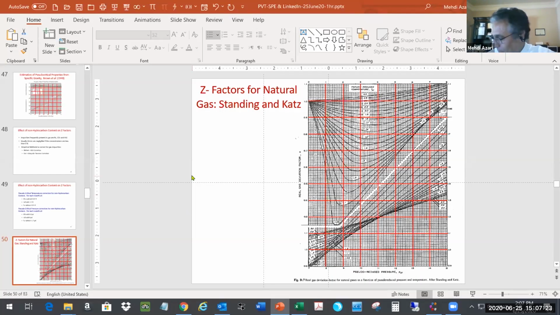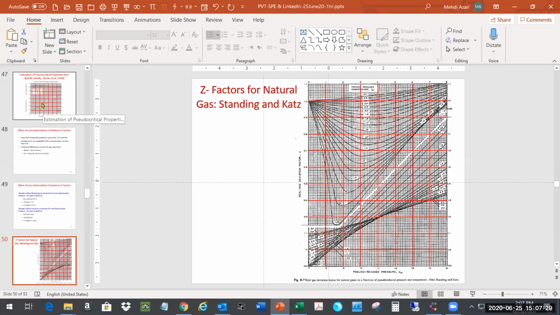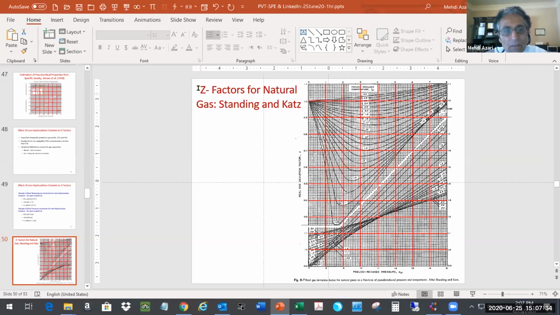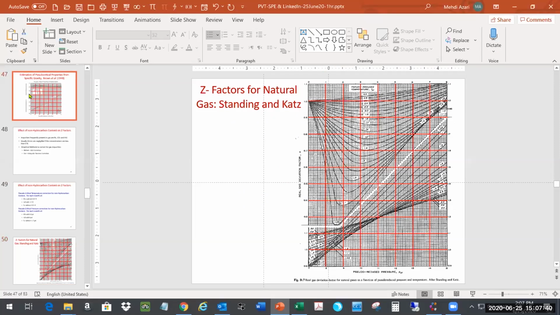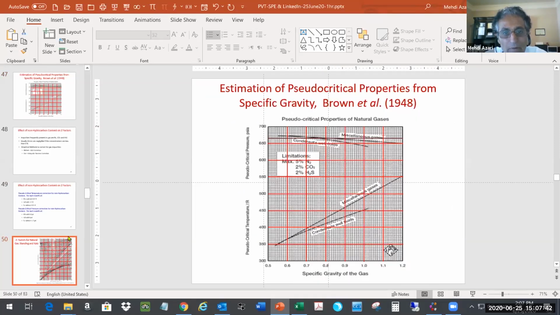More questions? Yes, the last question. Is there any other technique to calculate Z except this one you explained? Yeah, the Z factor for this is the Z factor for gas. This is the most popular one.